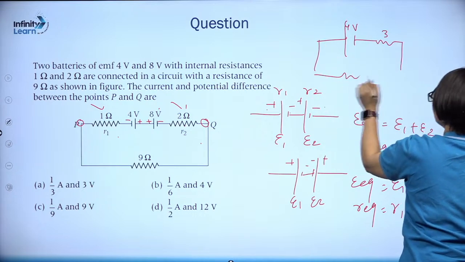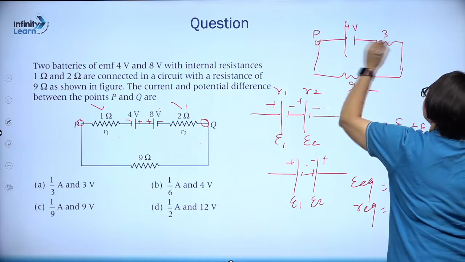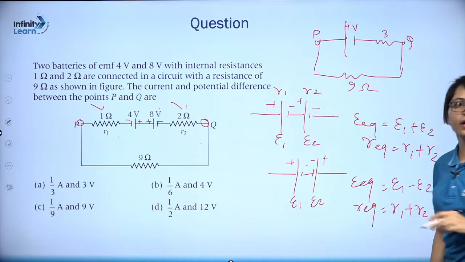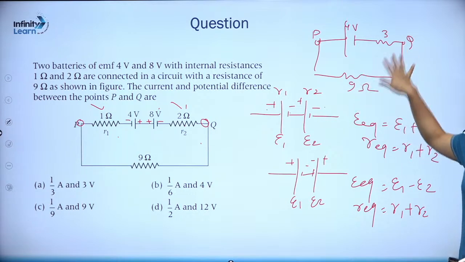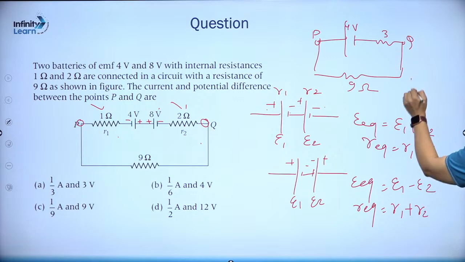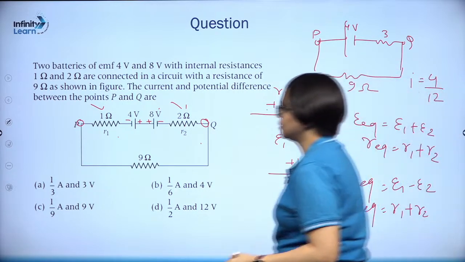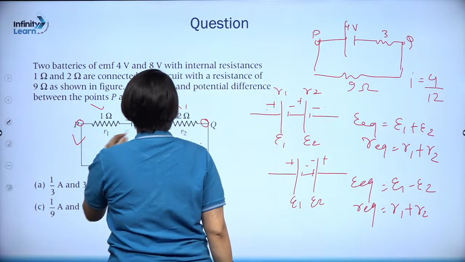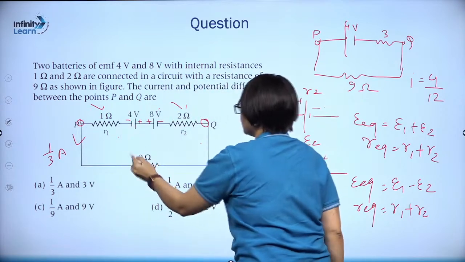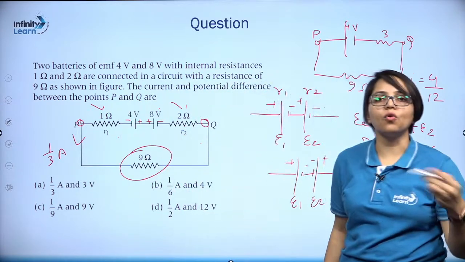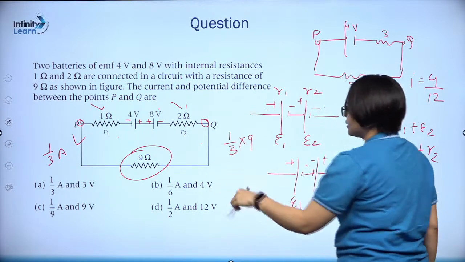and it is connected to 9 ohm external resistance, and this is point P, this is point Q over here, right? So in this case, total resistance provided in the circuit is 9 plus 3, that is 12 ohms, right? So I is equal to V upon R, which is 4 upon 12, that is 1 by 3 ampere, right? So 1 by 3 ampere over here is the current in the circuit, and potential difference across P and Q is equal to potential difference across 9 ohm resistor. So it will be I into R, 1 by 3 into 9, that is 3 volt, right?